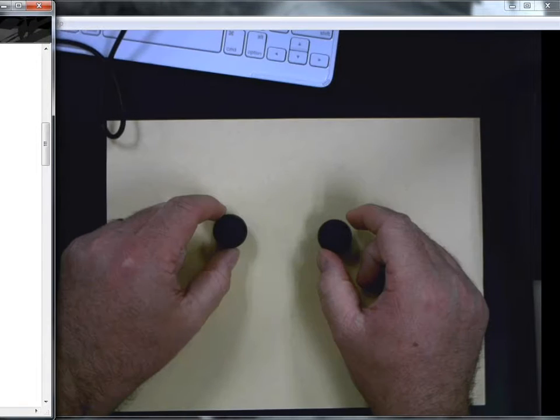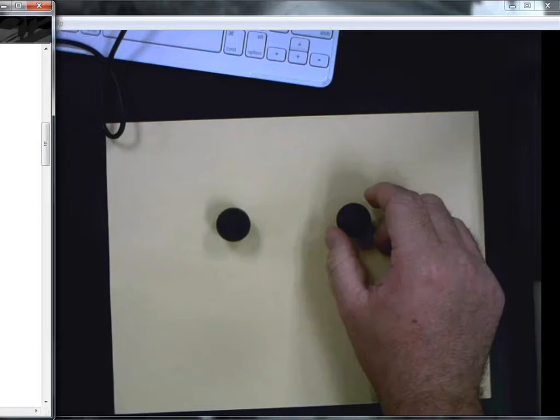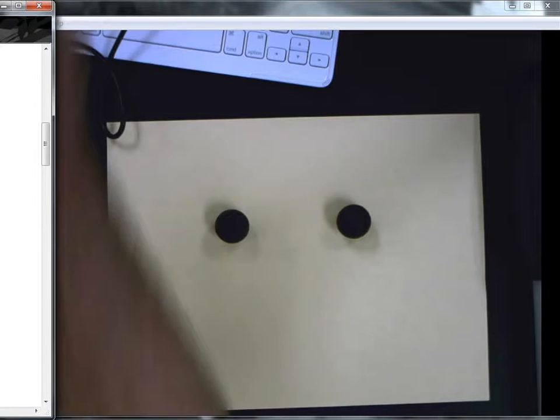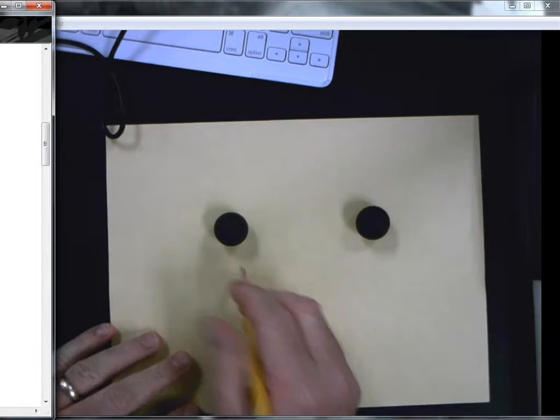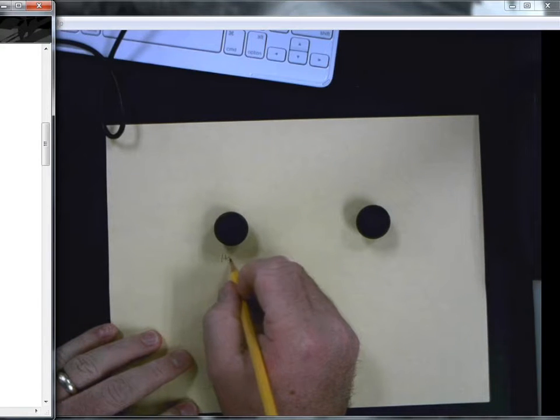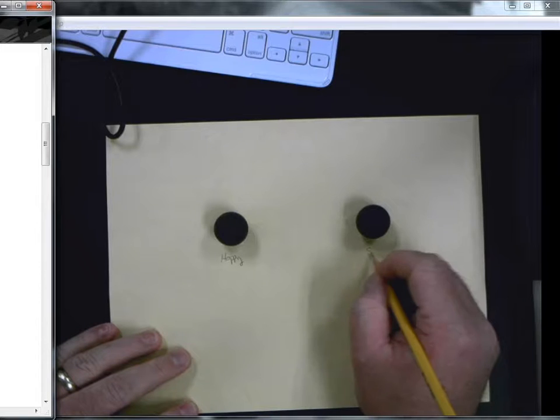These are a happy ball and a sad ball. This one is happy. This one is sad.